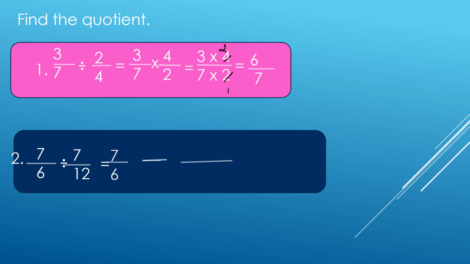Kopyahin lang muna natin yung 7 over 6 at gawing multiplication at babaliktad natin yung second fraction. And then, tingnan natin kung alin yung makakancel natin. Ayan, makakancel natin itong 7 and 7. Same with 6. By 6, 6 divided by 6 is 1, 12 divided by 6 is 2. So ngayon, ang matitira na lang doon ay what? 7 times, okay, that is equal to 2. Okay? That's all. That's what you're going to do.